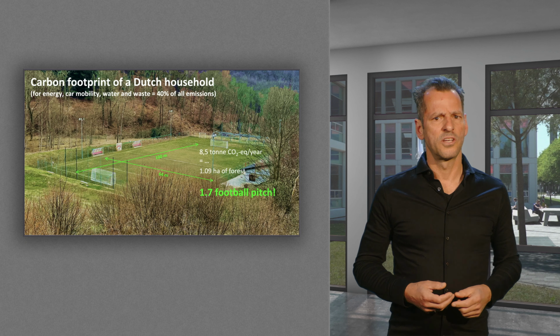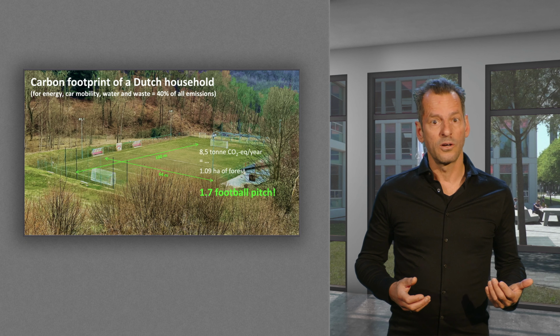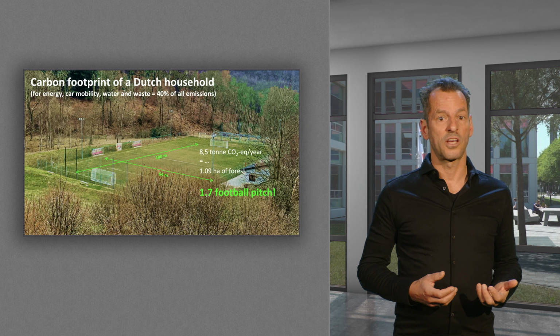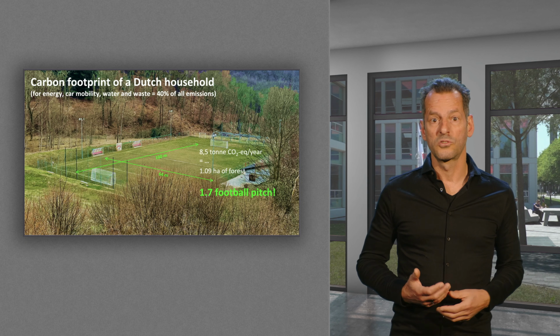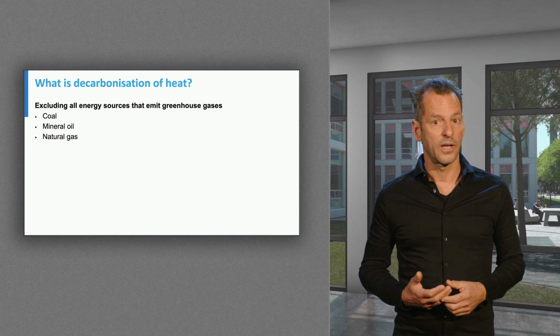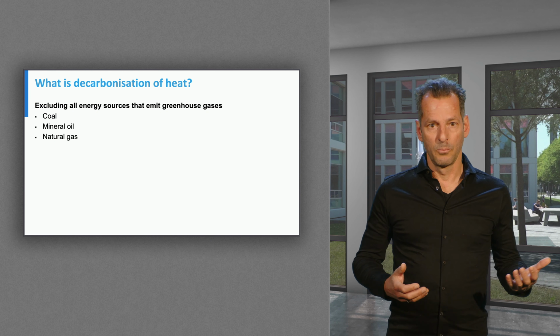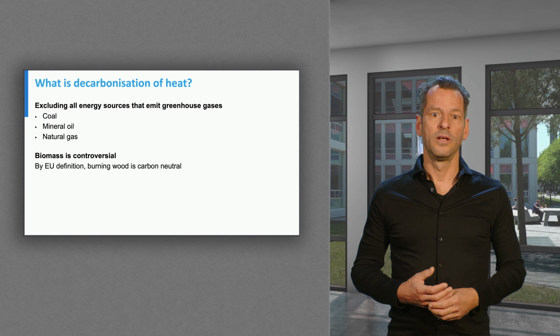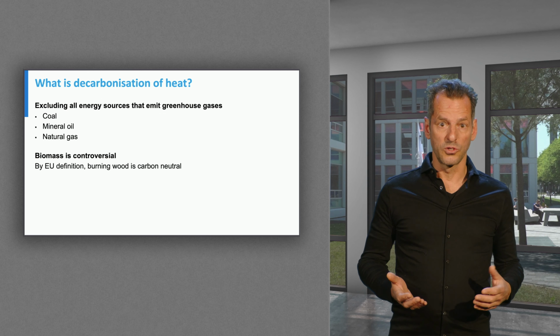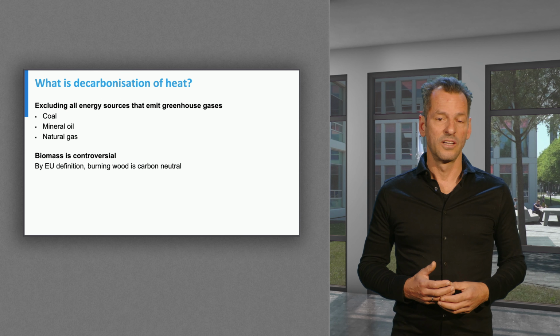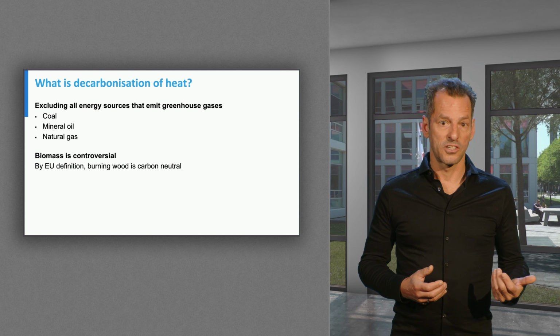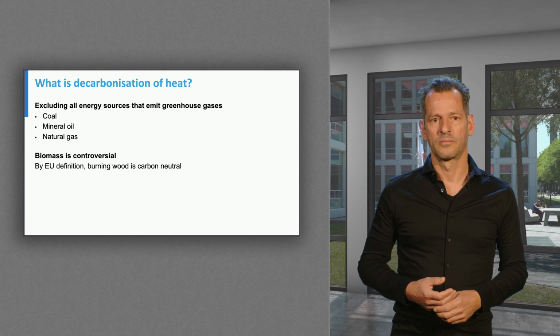What is decarbonizing heat? It is excluding all energy sources that emit greenhouse gases, the typical fossil fuels: coal, mineral oil and natural gas. Burning biomass also emits carbon, but since this carbon was once stored in the tree or other plant, the EU considers biomass as a carbon-neutral energy source.